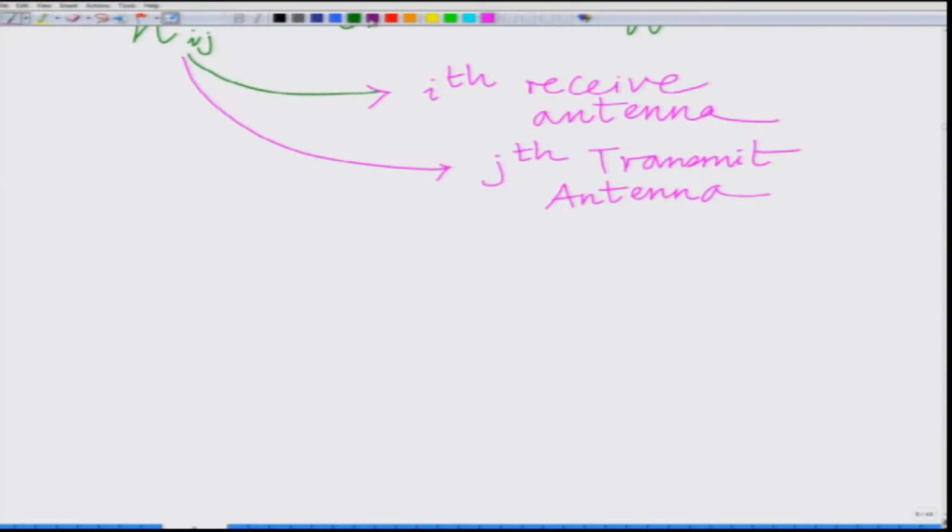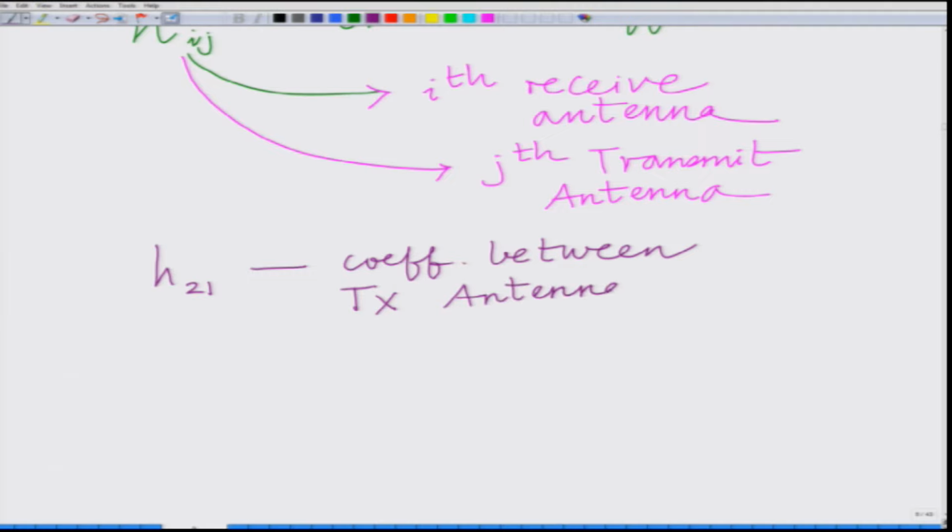Okay. So if you take a simple example, H21 is the coefficient between TX antenna 1 and RX antenna 2.